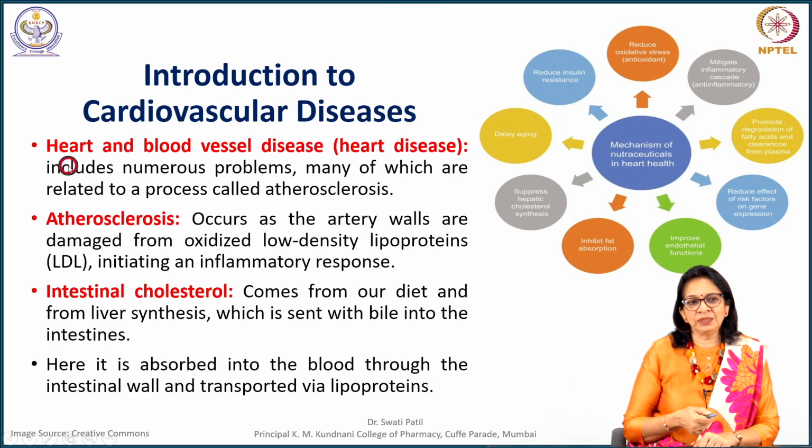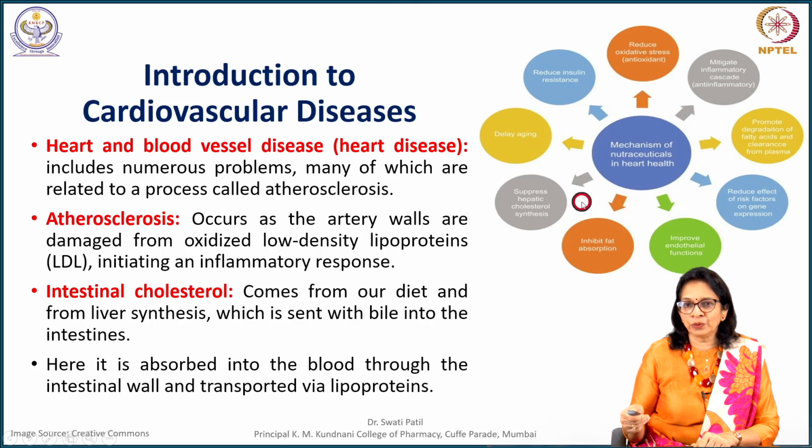Different types of cardiovascular diseases are the heart and blood vessel diseases, which include numerous problems. Most of them are related to atherosclerosis, where there is a deposition of plaque in the blood vessels. This occurs in the artery walls, which are damaged by oxidized low density lipoproteins, initiating an inflammatory response. The intestinal cholesterol comes from our diet and from liver synthesis, which is sent with the bile into the intestine. So, deposition of cholesterol also causes heart diseases. It is then absorbed into the blood through the intestinal wall and transported via lipoproteins.